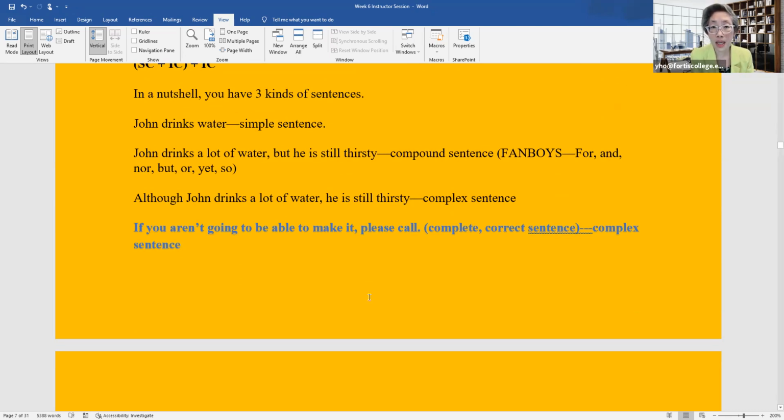Here is an example of a correct complex sentence on your quiz: If you aren't going to be able to make it, please call. That is a correct complex sentence. Here, "if you aren't going to make it" is a dependent clause, and it's at the beginning of the sentence, so you need a comma before "please call."